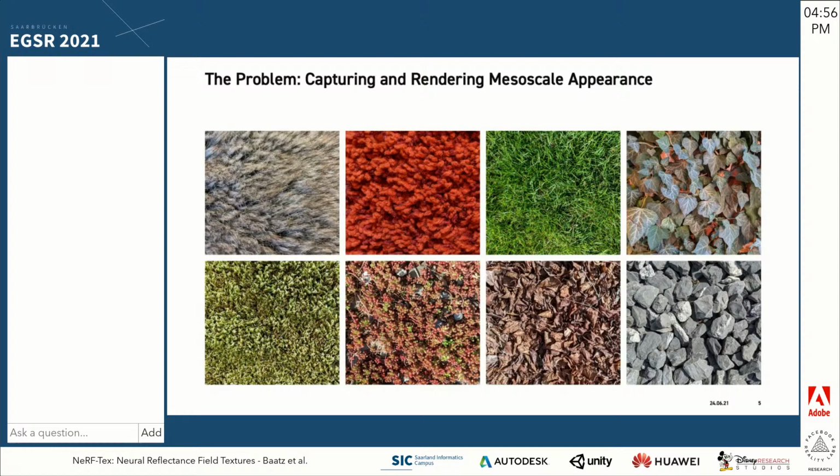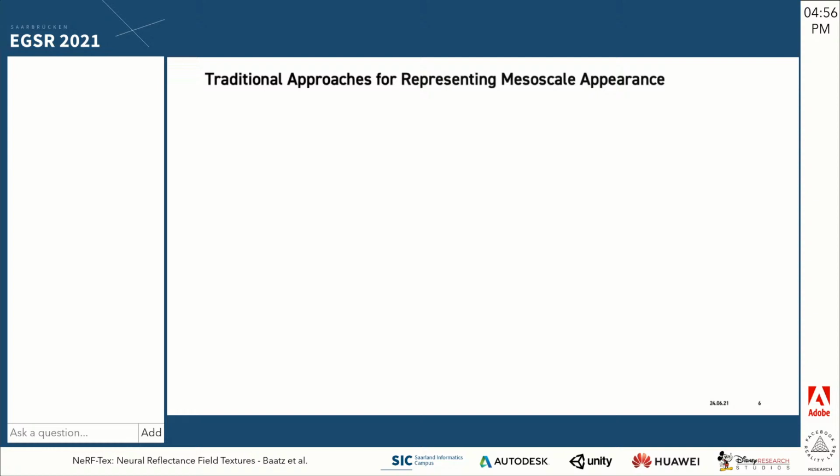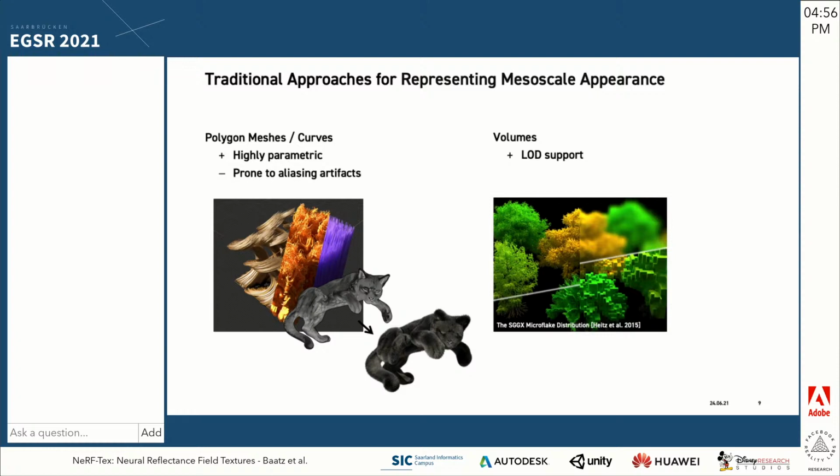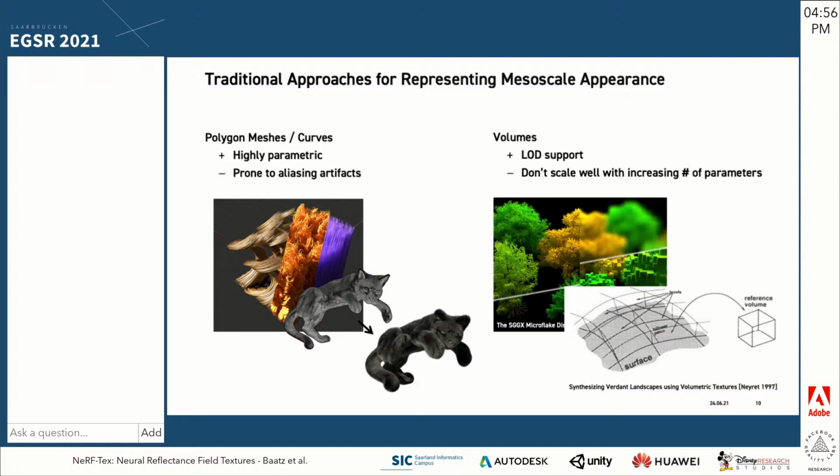Traditionally, polygons are used to represent vegetation and curves are used for fur. These offer a highly parametric way to model appearances. Surface textures can also be used to vary the appearance locally. These representations are, however, prone to aliasing artifacts. Volumetric approaches, on the other hand, avoid aliasing artifacts by pre-filtering them at various scales and interpolating scales during rendering. While they can, in the case of repeating mesoscale appearance, be instanced over a surface similar to polygons and curves, they are not well suited to parametric modeling.